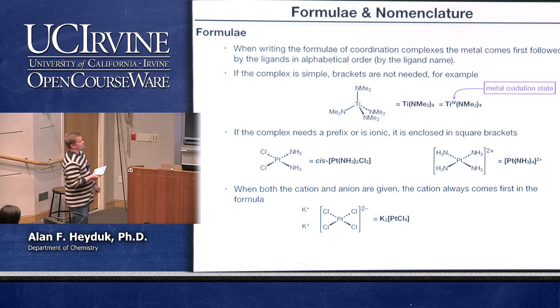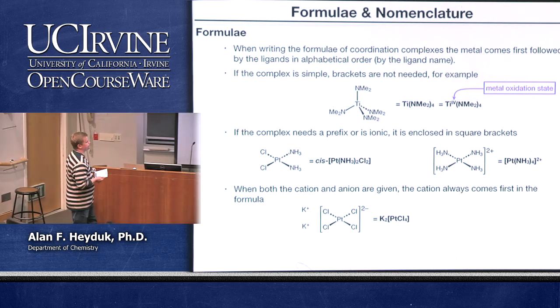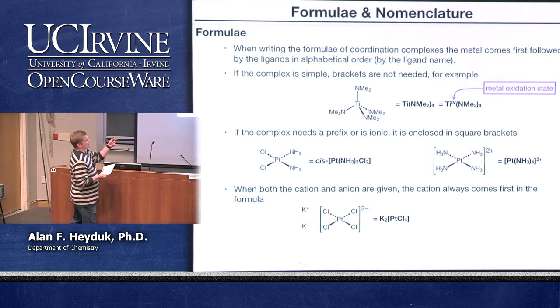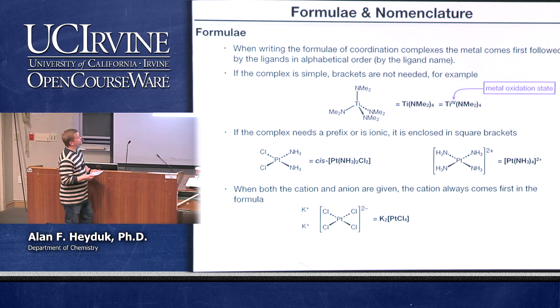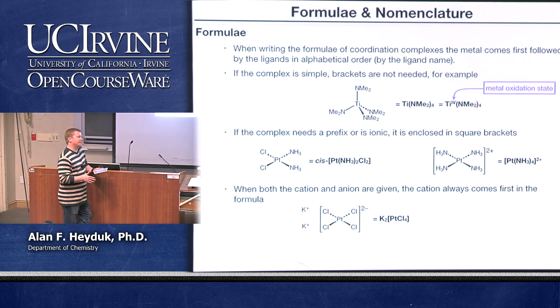The dipotassium tetrachloroplatinate. The cations come first. So 2 potassium. The potassiums can be in brackets. They don't have to be in brackets, so often they're left out. The tetrachloroplatinate goes in brackets because it's an anion and it comes second.